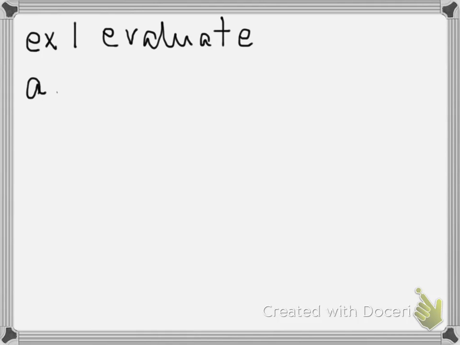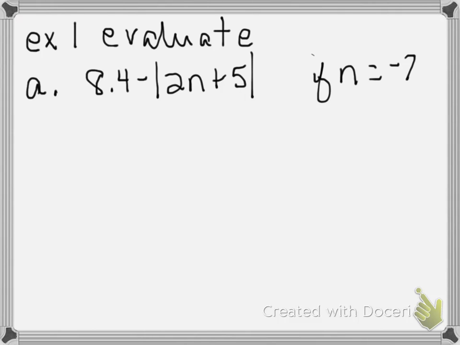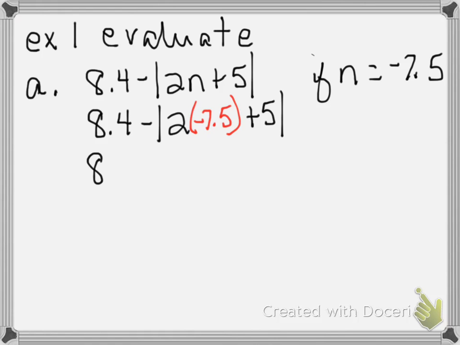Example 1, evaluate. So we're going to plug in -7.5 for n. We do the order of operations, so we're going to treat the absolute value symbols the same way as if it was a grouping symbol. So we're going to work inside the absolute value. Everything else we just keep bringing down. So I multiplied 2 times -7.5 and got -15, plus 5.